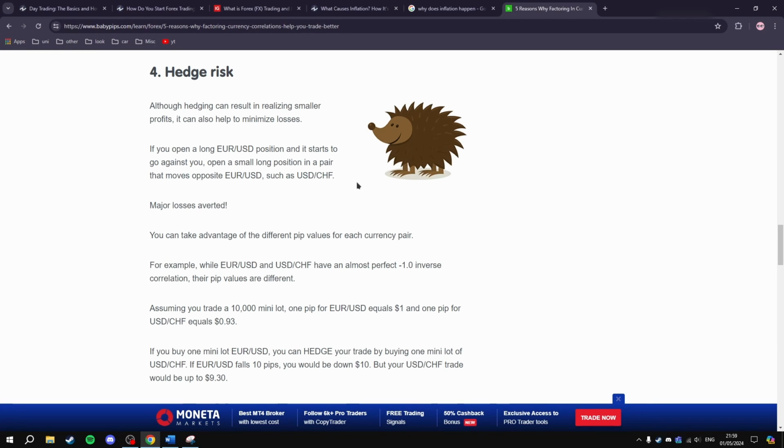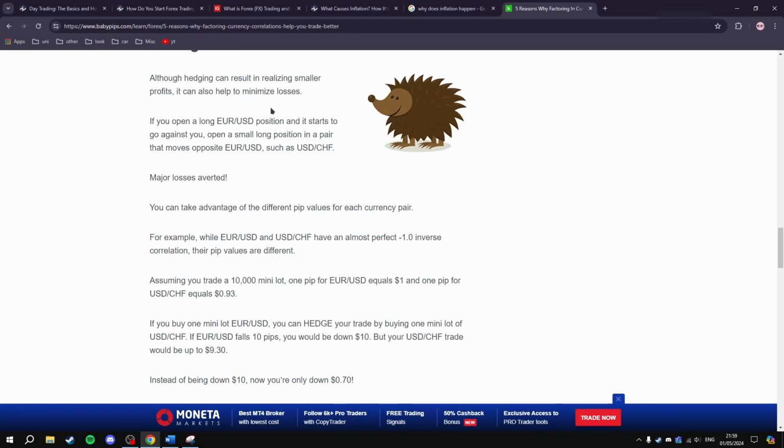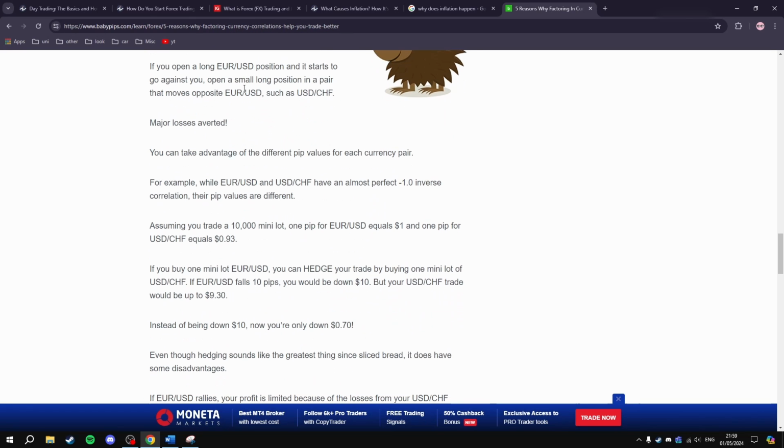So hedge risk. Although hedging can result in realizing smaller profits, it can also help to minimize loss. If you open a long Euro USD position and it starts to go against you, open a small long position in the pair that moves opposite Euro USD, such as USD CHF. Major losses averted.